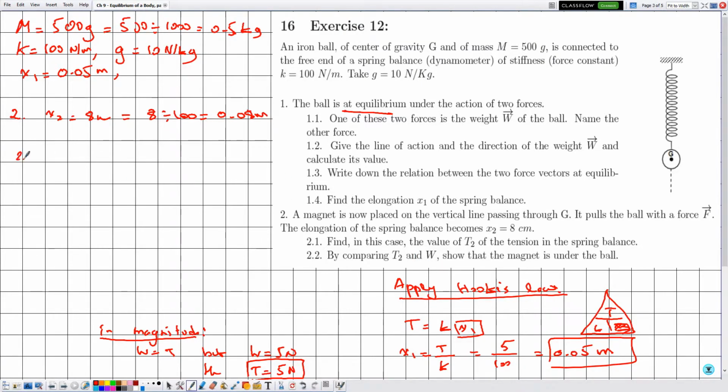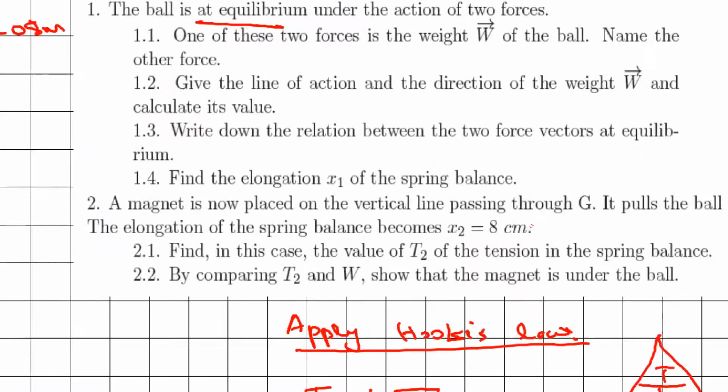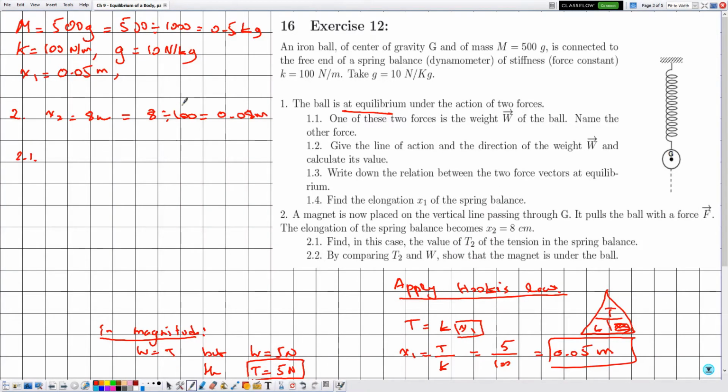Now in 2.1, find in this case the value of T2, the tension in the spring balance. T2 can be calculated using Hooke's law because we know the value of x2 and we know the value of the stiffness. So apply Hooke's law. T is equal to K multiplied by x. We are interested in determining the value of T, so there is no need to construct a formula. This is labeled by 2, this is by 2. Then 100 multiplied by x2, which is 0.08, is equal to 80 newtons. So T2 is equal to 80 newtons.